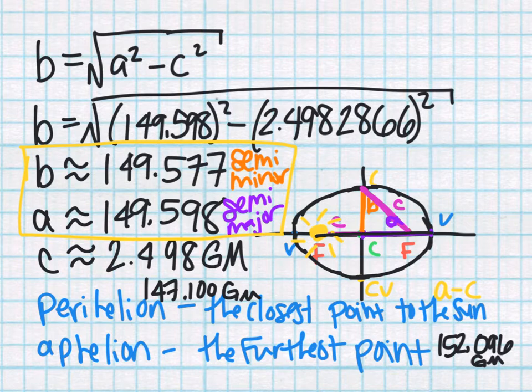We can see that the eccentricity of the Earth is not actually very far off center. It's very nearly a perfect circle. But the distance between the center of the sun and one focus and the center of the Earth's orbit is 2.498 gigameters. But it's actually not that big. When we start looking at things like asteroids, their eccentricity is huge compared to this.